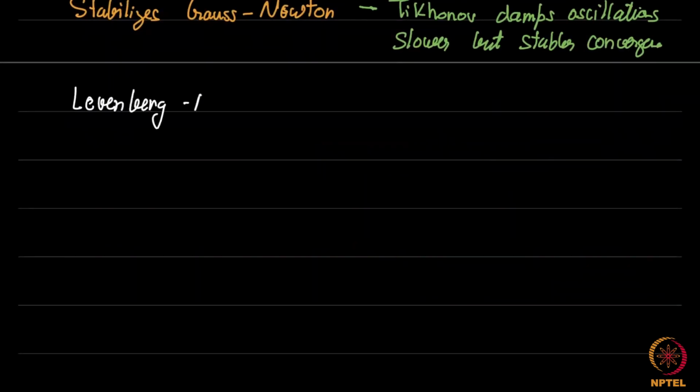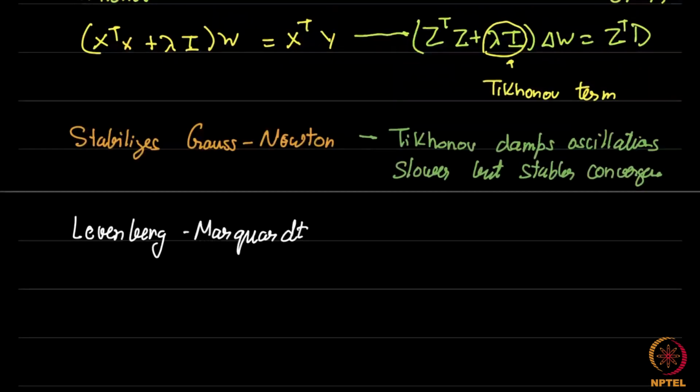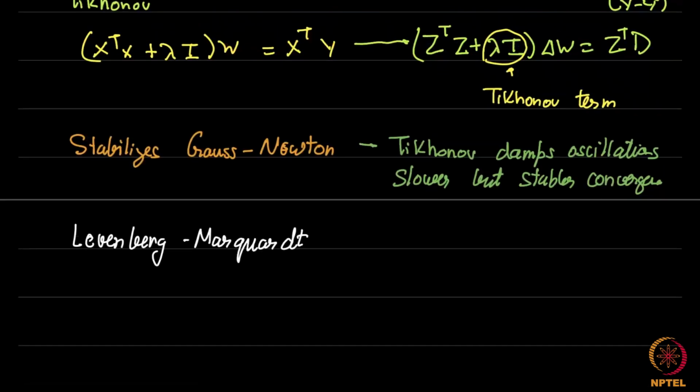Now, the way Levenberg-Marquardt was originally derived, at least in one direction, it was not through Tikhonov, but through an entirely different argument. And I will show you that argument also now. But first, let's see Levenberg-Marquardt as if it is just a variation of Tikhonov. So let's look at this equation. Let me take an example.